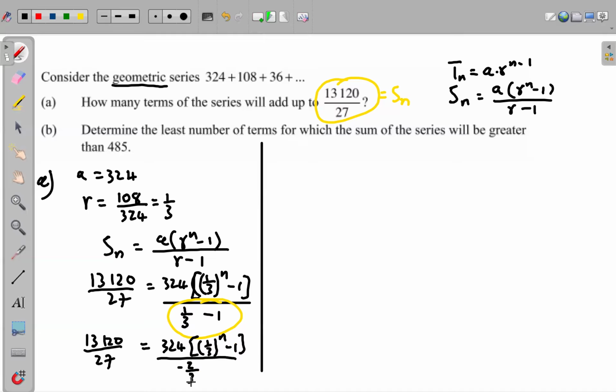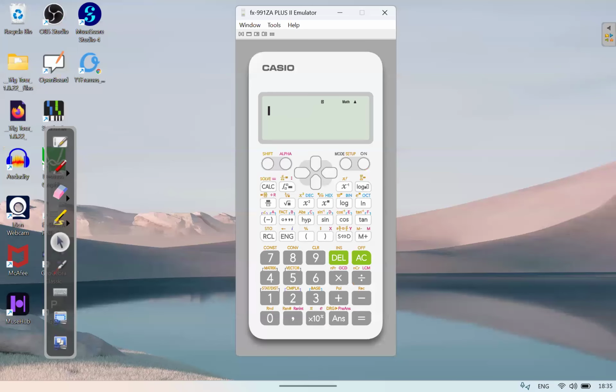Now, you can choose to do this first. You can choose to do that, which I think often creates problems, but you could do it. In other words, you could go to your calculator and say 324, then divide it by this negative 2/3. You get a minus 486.